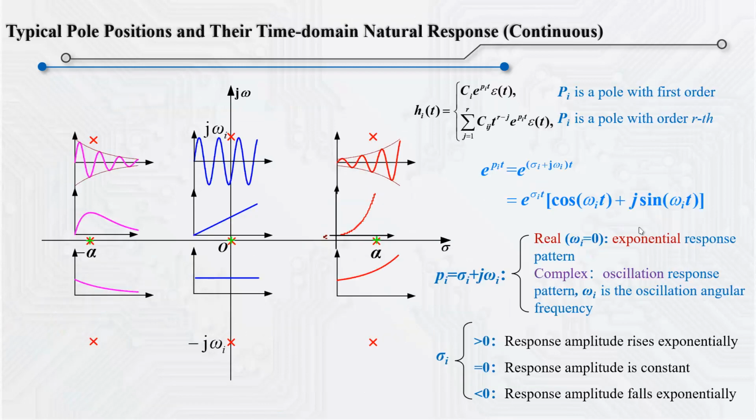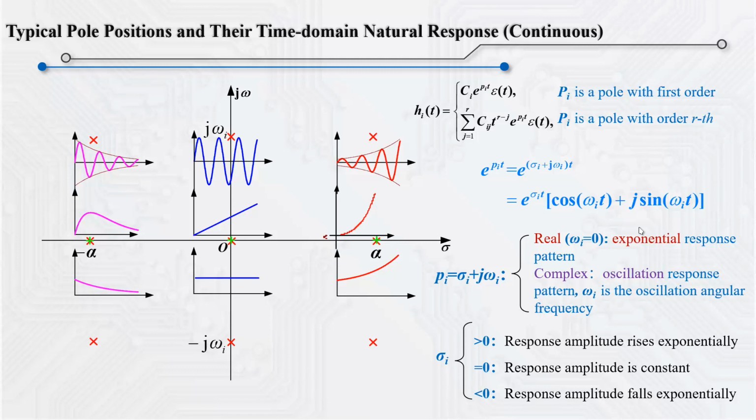We can use such an intuitive graph to summarize the relation between poles and time domain natural response of LTI systems. This is a complex plane S, the real axis and the imaginary axis here. Firstly, let's look at the case where poles are real. If the pole is a positive real number, it is a response pattern rising exponentially. If the pole is a real number which equals 0, then we'll get a constant pattern. If the pole is a negative real number, then the response pattern will fall exponentially.